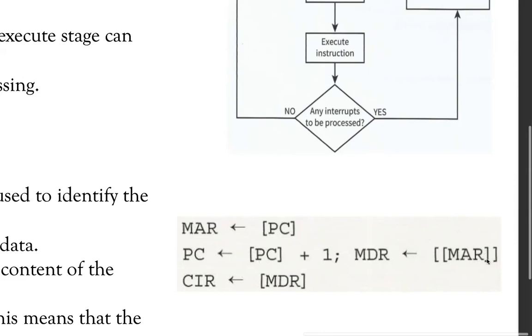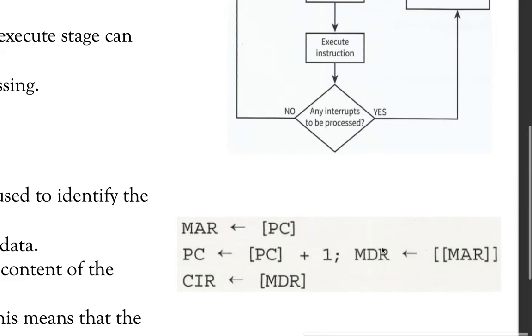I've got two sets of square brackets over here. Now, what does this mean? This means that the contents of MAR are an address, and the contents of that address are going to be some data. I repeat, the contents of MAR are an address, and the contents of that address are some data. And that data is to be sent to the MDR, because MDR holds the data which is just read. So that's why the contents of MAR, which is the address, and the contents of that address, which is the data, is sent to the MDR.